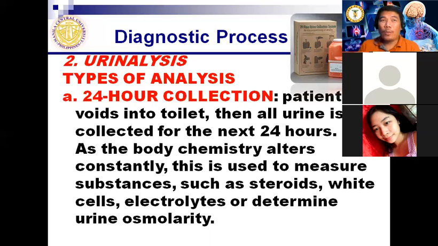So again, the 24-hour urine collection is used to determine chances of abuse of steroids, extensive infection, the white blood cells, and electrolytes, which is very common. Although electrolytes can also be determined through the serum or blood, they could be determined in the urine through the 24-hour urine collection. So urine osmolarity is the concentration.